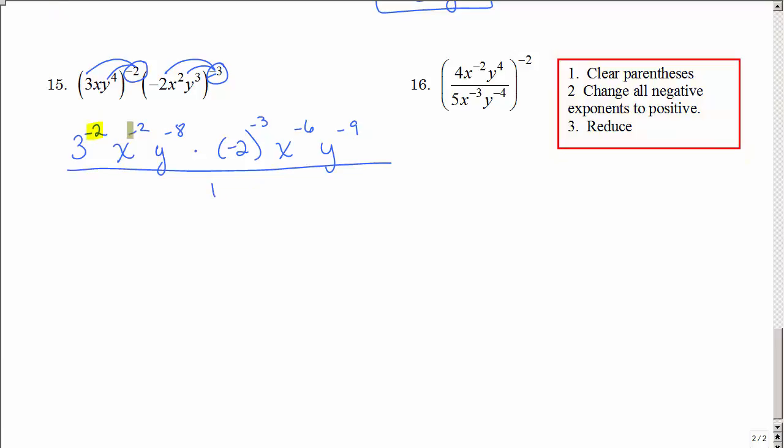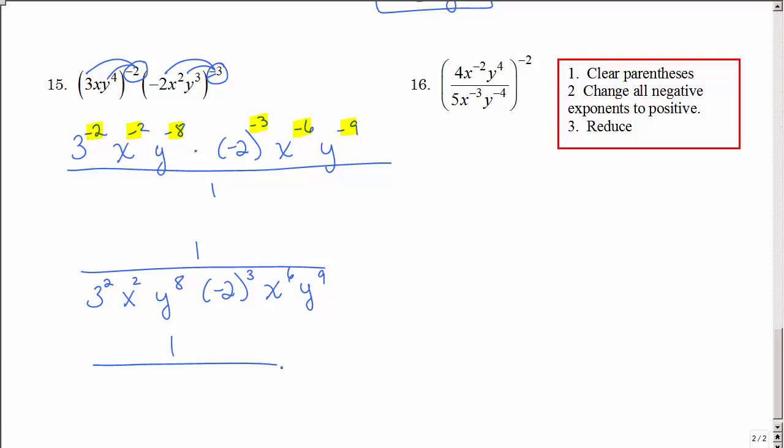So since all of these exponents are negative, and I need to make them all positive, I'm going to take the reciprocal. So I'm going to put the 1 on top, and all of these go to the bottom, and it changes the signs of the exponents only. See how I'm still keeping that negative 2 in parentheses, reminding me that whole thing is raised to the 3rd power. All right, let's do some of the letters. x squared times x to the 6th. Keep the base, add the exponents. The y's. Keep the base, add the exponents.